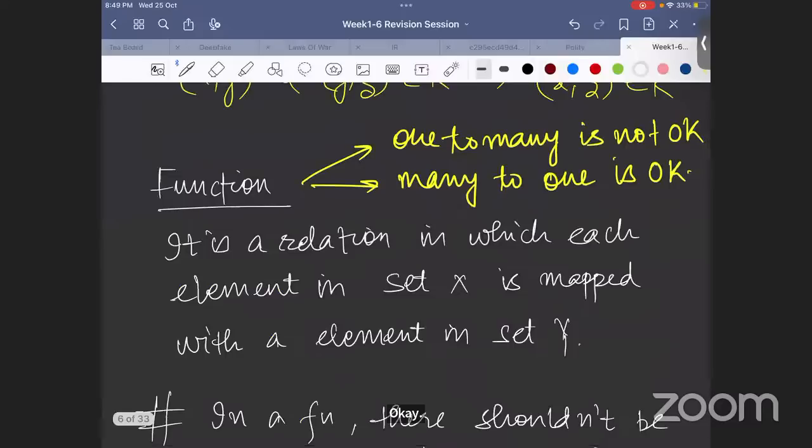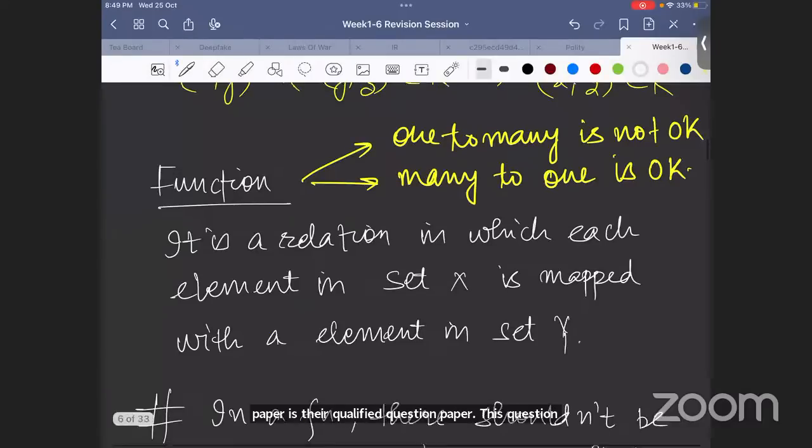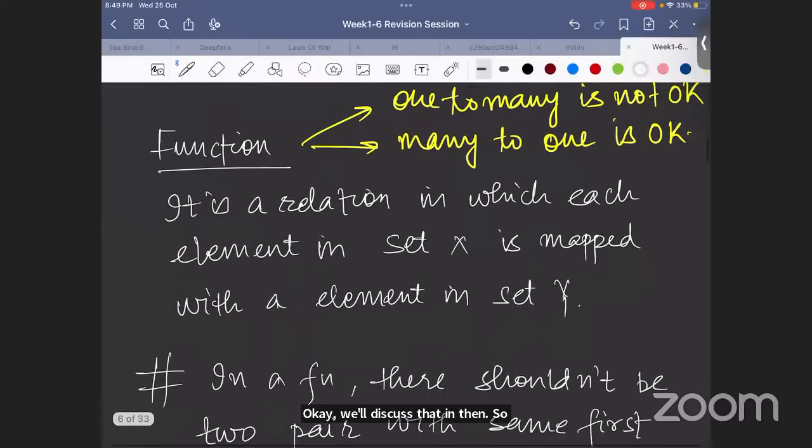Okay, let's start with the function. Onto functions and everything will be read again in detail in the 5th week. Sir, this is a question from the qualifier question paper. Okay, we'll discuss that in the end. First, let me discuss the function.